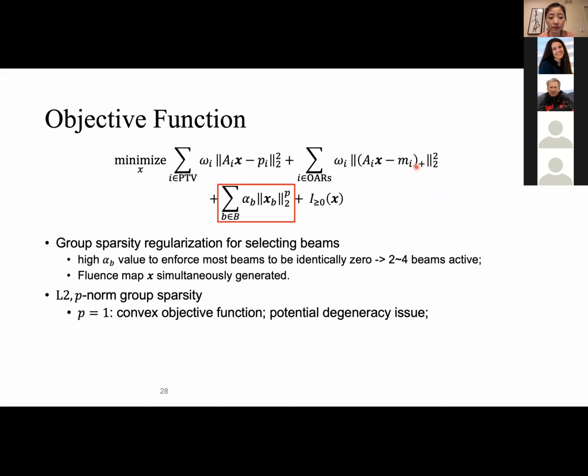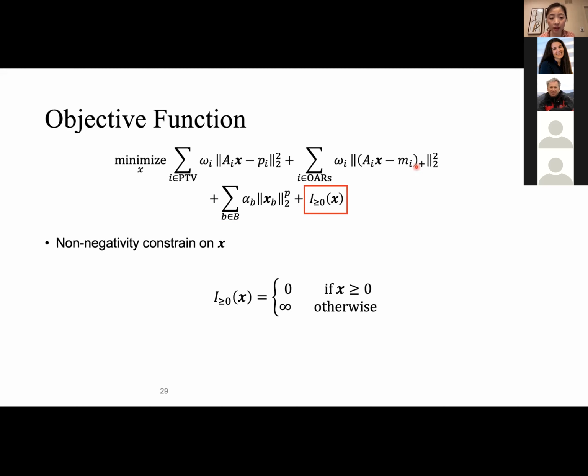And for the group sparsity, there are a few options for how we can choose the L2 norm. We can choose P equal to 1. This will give us an L2,1 norm, which is convex. But we do find some potential degeneracy issue within this L2,1 norm, which I will show in some results later. So we also tried the L2,1/2 norm, but this will make the problem non-convex. The last term is just a non-negativity constraint on X because we cannot have negative spot intensity.